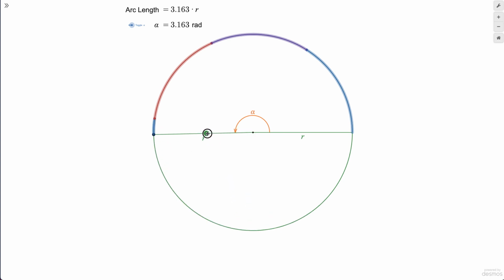I'll try to make another video to clarify what all of the different fractions of pi would look like on the unit circle.